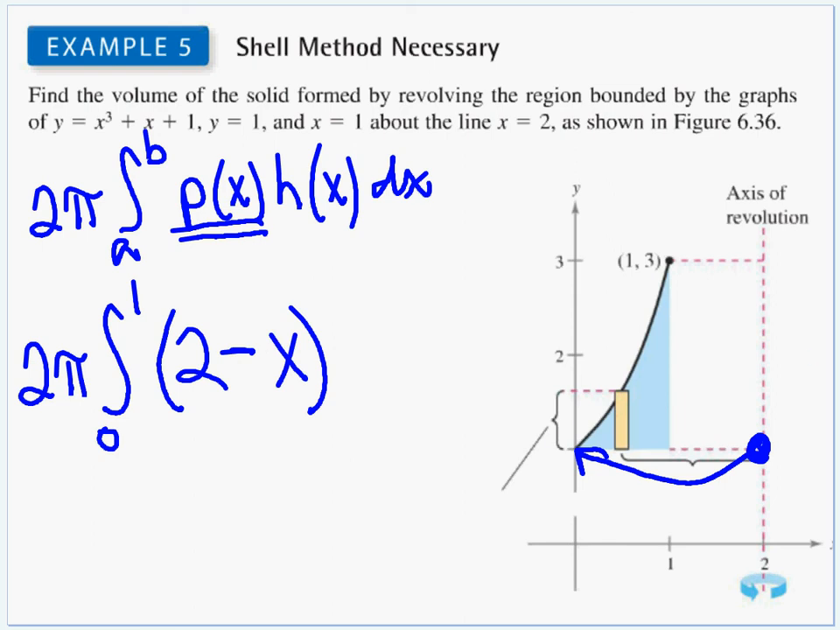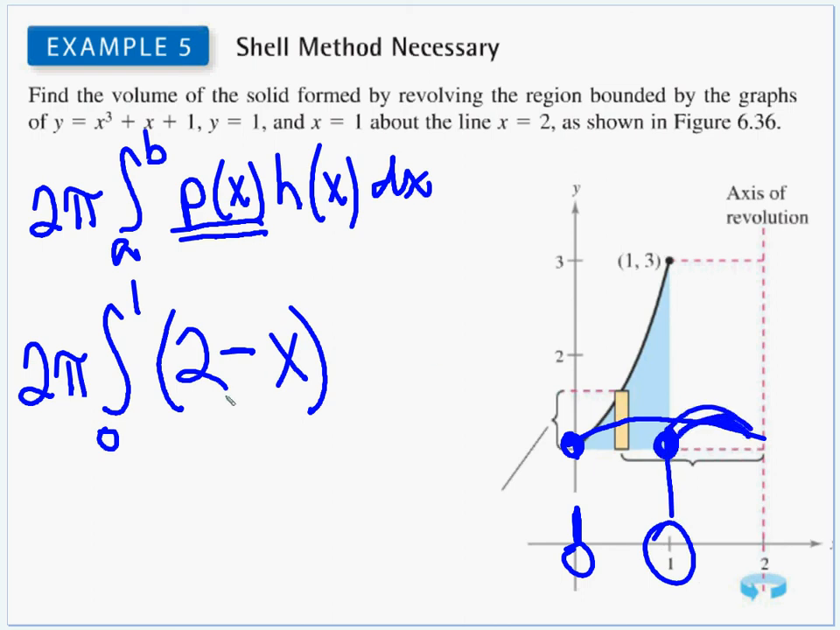x. So let's just do a test run here. Remember, this is our distance from axis of rotation. If I put in the x-coordinate of 0, 2 minus 0 is 2. That is how far away I am from my axis of rotation. Let's see if I put a 1 in there. If I put in x as 1, I would be right here. How far away am I from my axis of rotation? Well, 2 minus 1 is 1. That's my distance away. Now our height of our representative element.